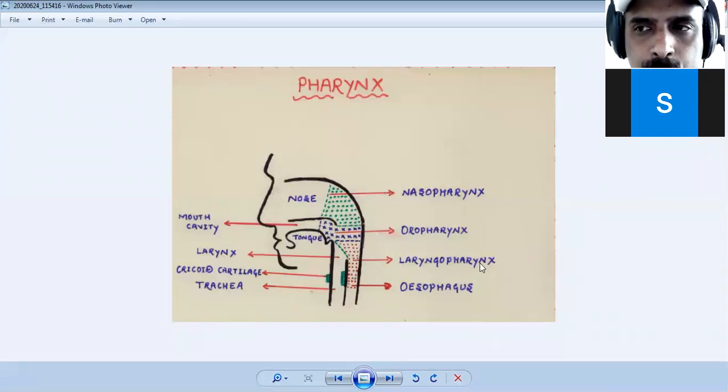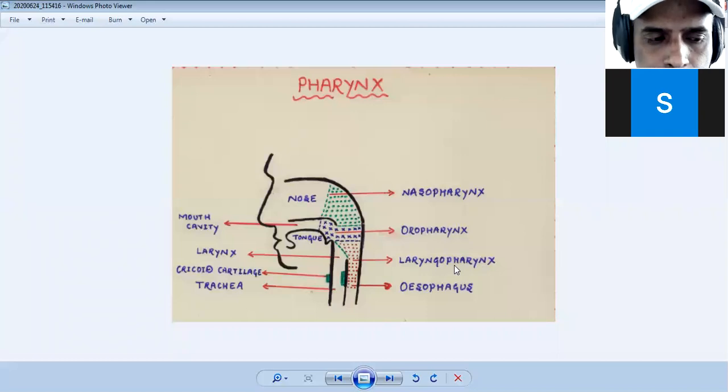So you have to remember all these things. You must know what the nasopharynx, oropharynx, and laryngopharynx are. Sometimes 2-mark questions are asked: name the parts of the pharynx. You just have to name the nasopharynx, oropharynx, and laryngopharynx. Now we are going to see how the pharynx is divided.